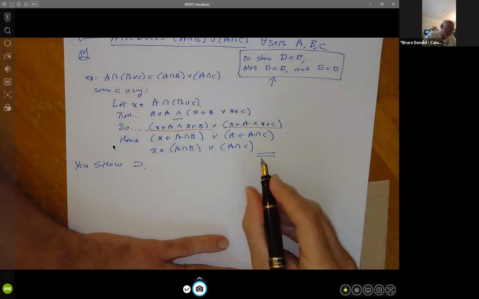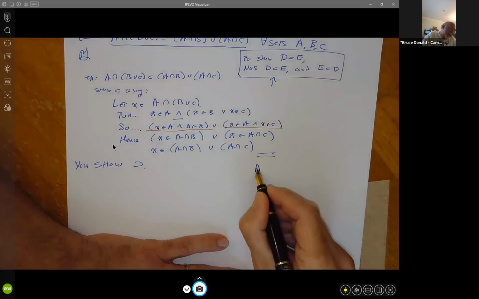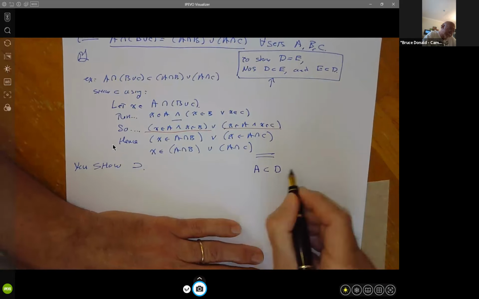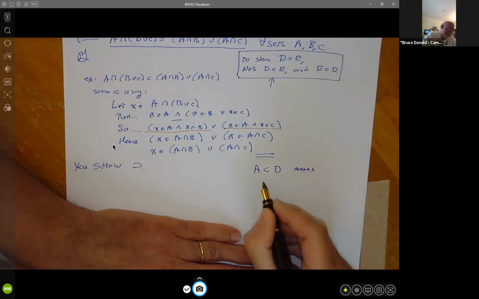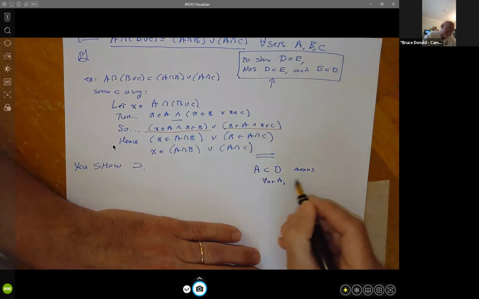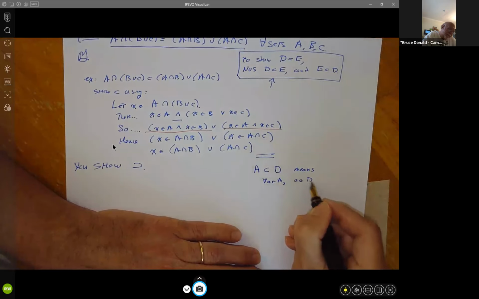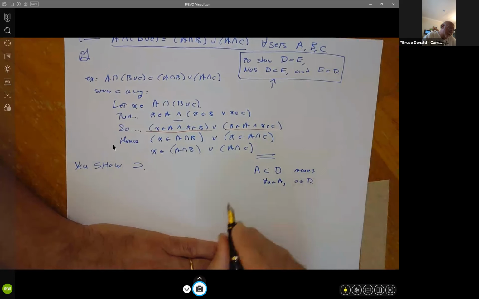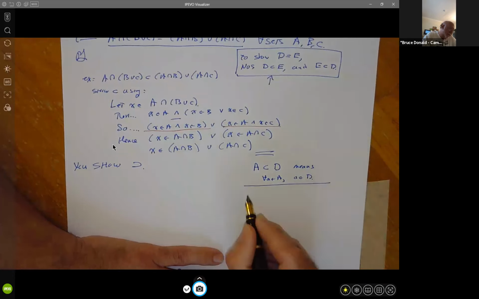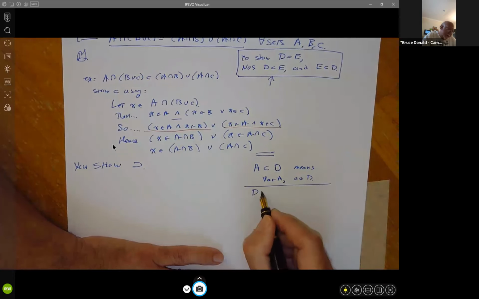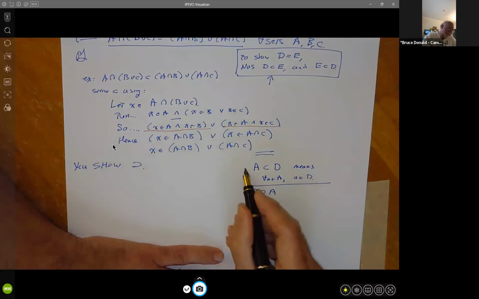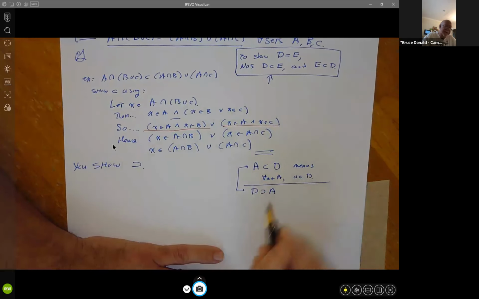So let's just review what this means. A is a subset of, say, D. This means for all a in A, a is also in D. Now, if A is a subset of D, we can also write it like this. So D contains A as a subset, which is just the other way around. So these are equivalent statements. See what I've done? Just turned it around.